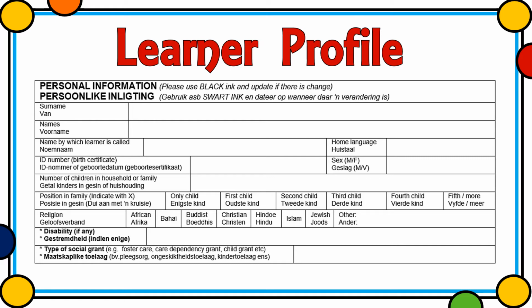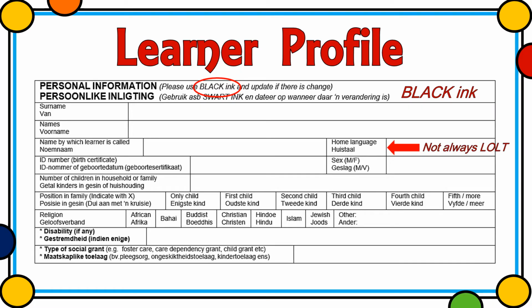The personal information of a learner should be completed in black ink. It should also be updated whenever it changed. For instance, if a mom and dad get divorced and the mom remarries again and the child now legally acquires the surname of the new dad or the stepdad, then the surname should be changed.